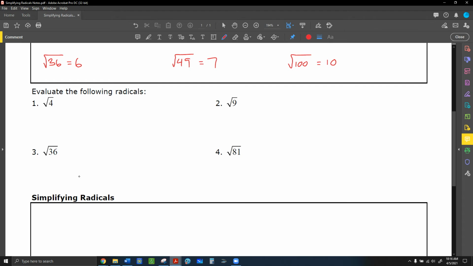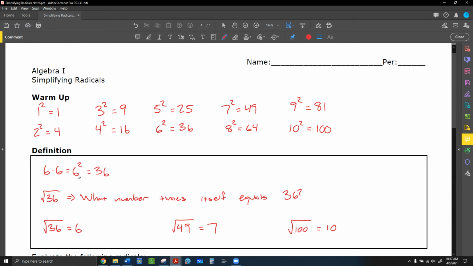So let's go ahead and evaluate the following. We have the square root of 4. What times itself is 4? We have 2. What times itself is 9, the square root of 9? The answer is 3. The square root of 36, we've done that one, so that one is 6. 6 times 6 is 36. And last but not least, the square root of 81. What number times itself is 81? The answer is 9.